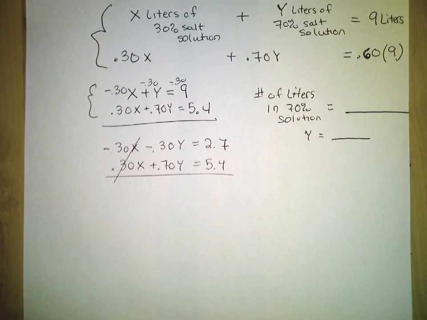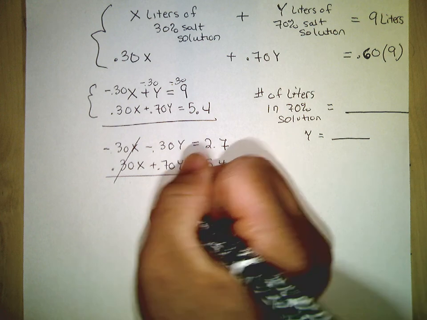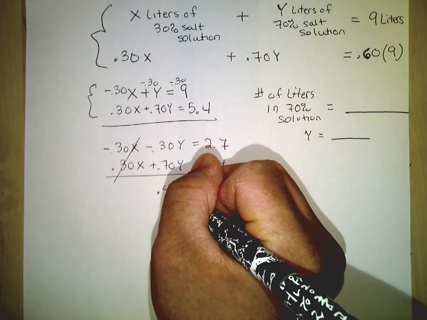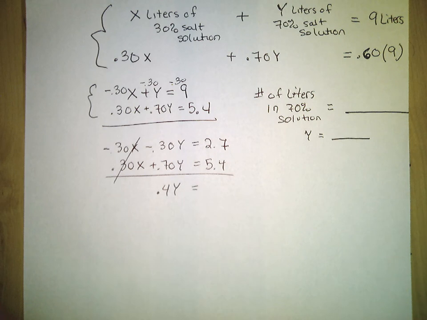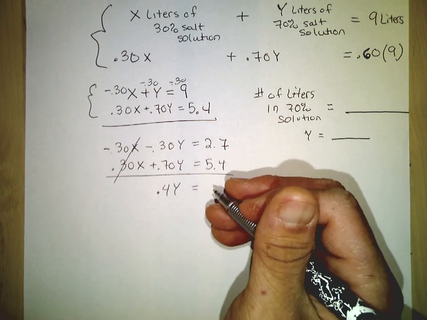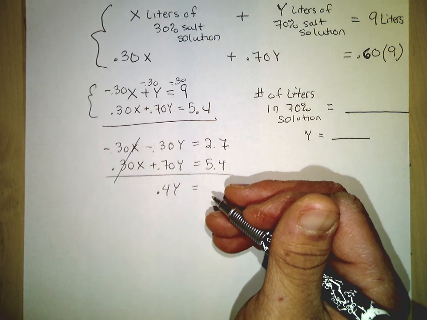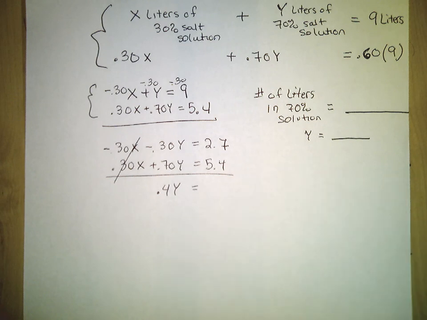So negative 0.3 plus 0.7 will be 0.4y, and 2.7 plus 5.4 is going to be, let's see, what will that be? When I divide by 0.4, well, in either case, what do I have here?